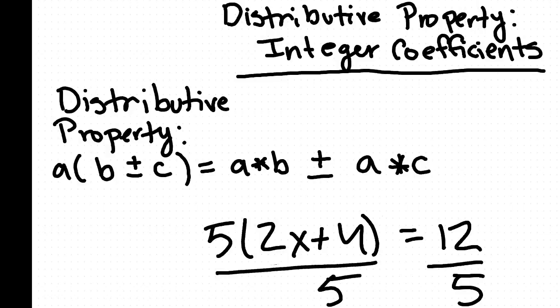So let's try using the distributive property. 5 would be distributed to the 2x and the 4. So we would get 5 times 2x plus 5 times 4, which is 20, is equal to 12. This simplifies down to 10x is equal to negative 8. When we divide both sides by 10, we get that x is equal to negative 4/5.